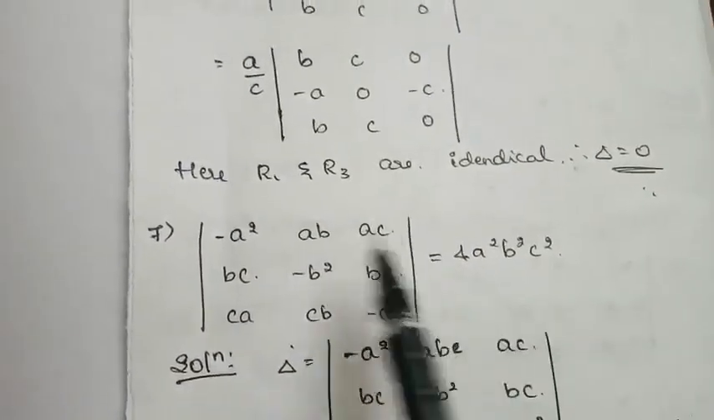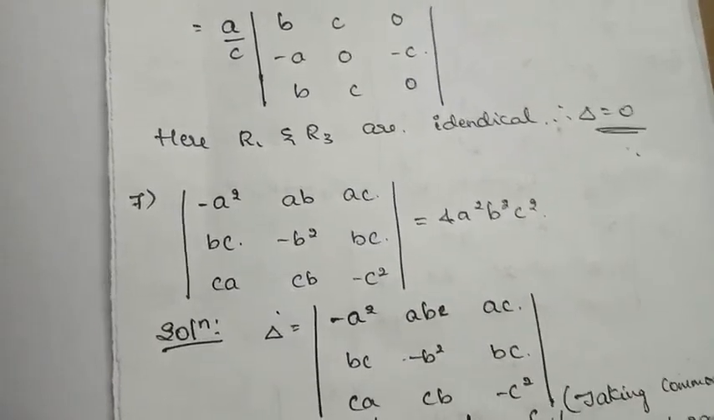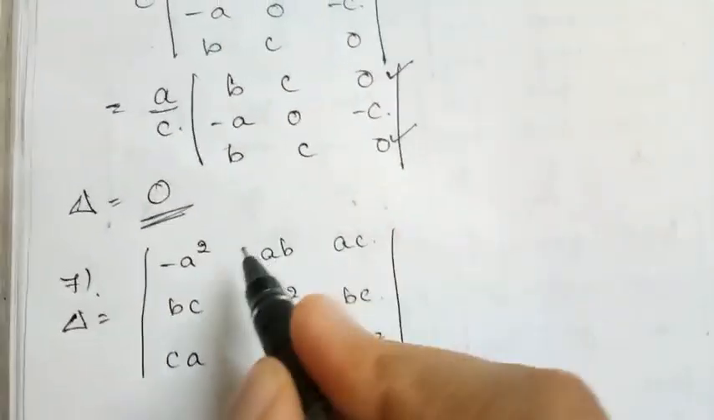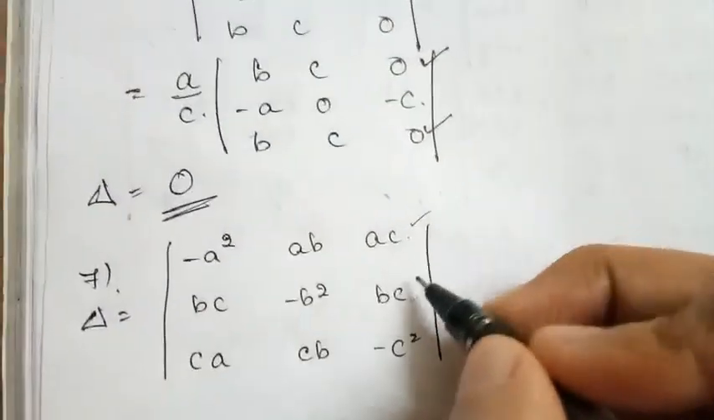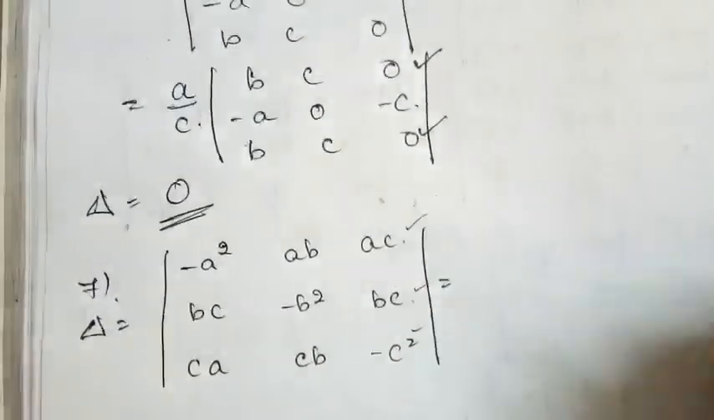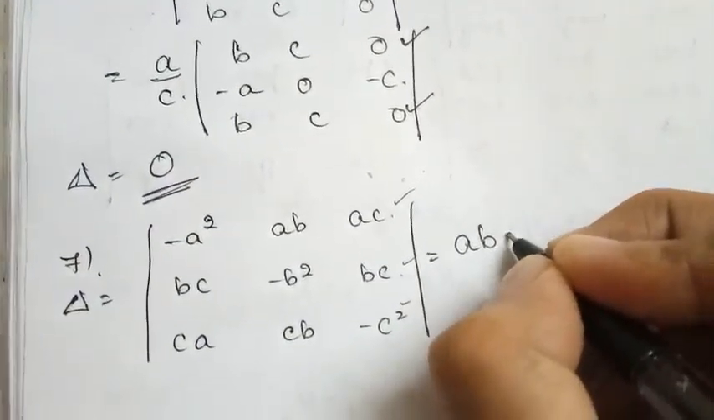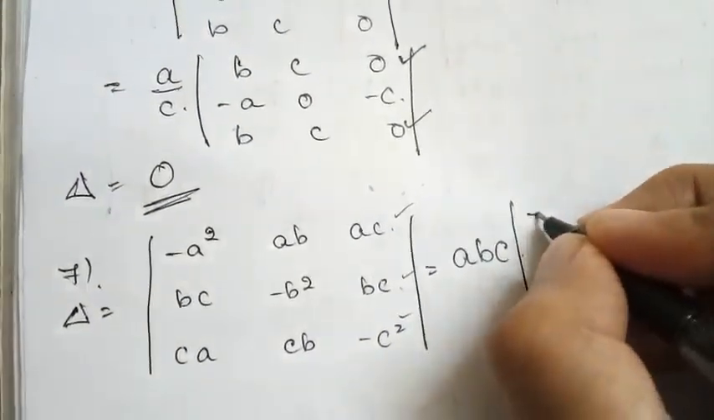You can see here I need to prove this value of determinant is equal to 4 times A square B square into C square. So I consider that LHS determinant delta is equal to like this. You can see clearly in the first row what is common? A is common. In the second row B is common. In the third row C is common. So together I'll take A common from the first row, B common from the second row, C common from the third row. What is the thing remaining here then?